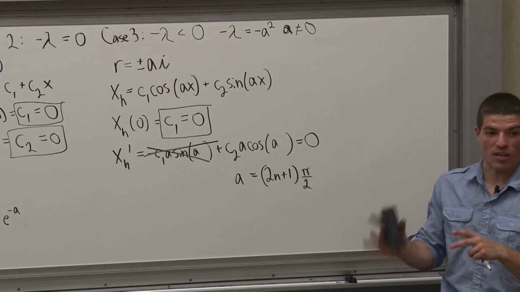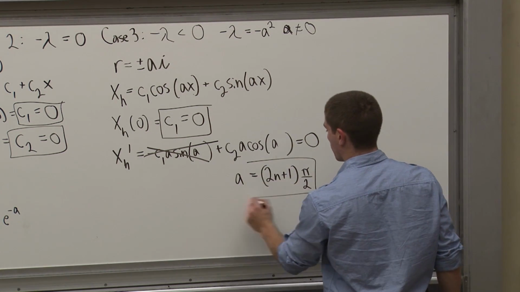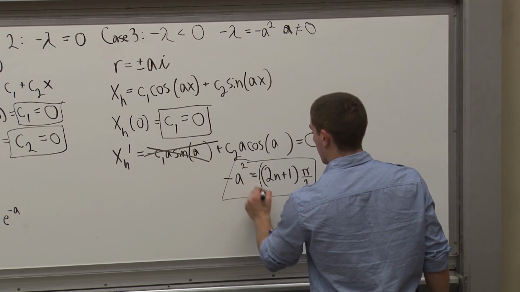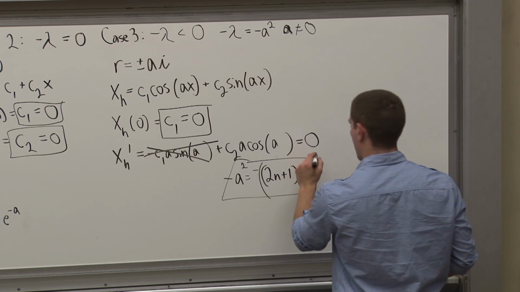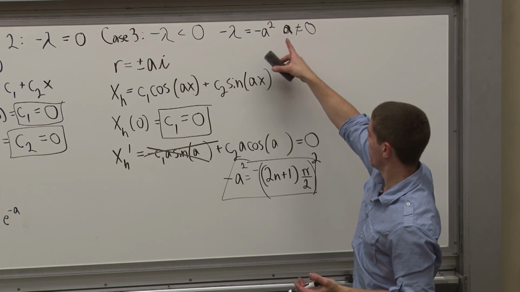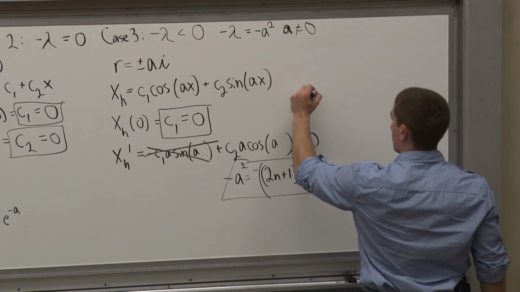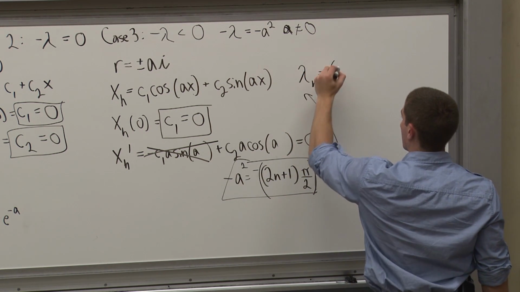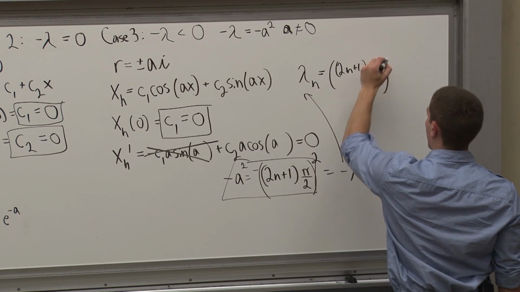By making the inside of the cosine equal to 0, by this, an odd multiple of pi over 2. So now this is a. That's good. We can just do this. We can make this negative, square it, put everything in parentheses, negative, and then square it. This equals negative a squared. What does negative a squared equal? Negative lambda equals negative lambda. So we get rid of the negatives, and lambda n is now equal to 2n plus 1 times pi over 2, the whole thing squared.